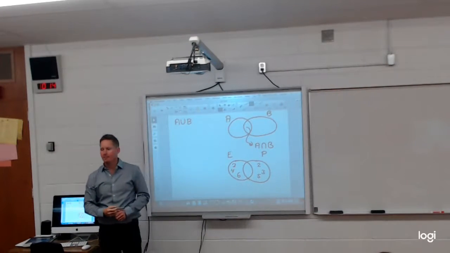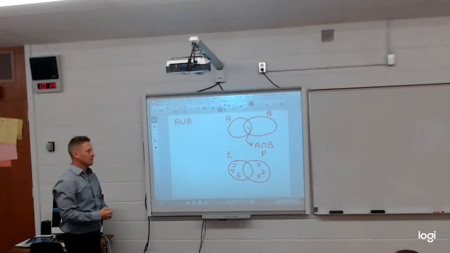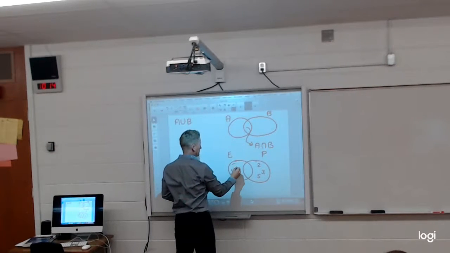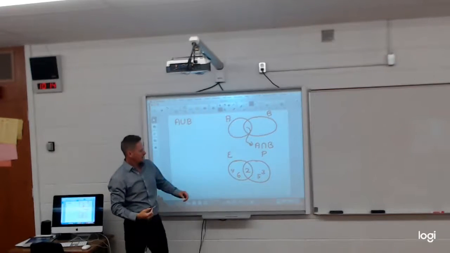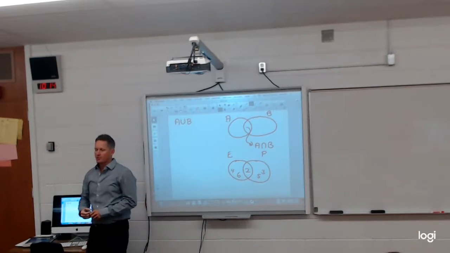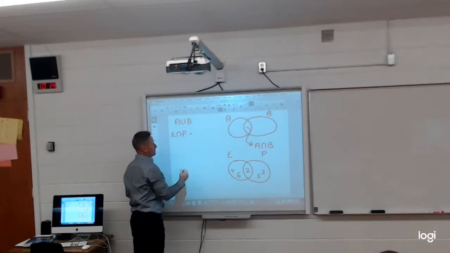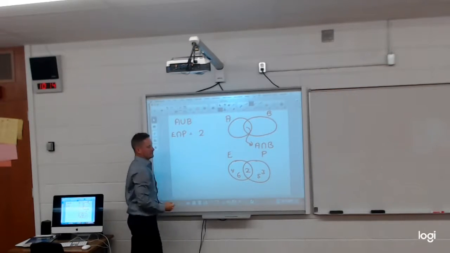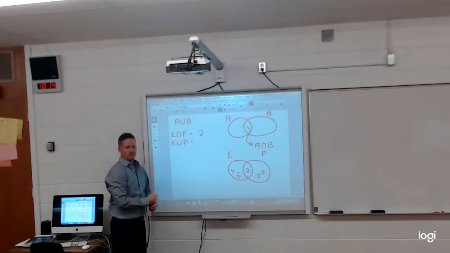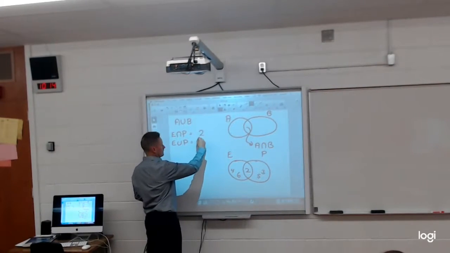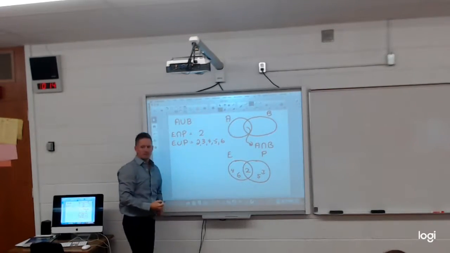2 is a prime number. That's the first prime number, right? So what do these two sets share? They share a 2. So I stick it in the middle. I should have done that first, and this is what's left. Okay, so if I'm asking you for what is even and prime, what do I get? Just the 2. If I'm asking you for even or prime, 2, 3, 4, 5, and 6.